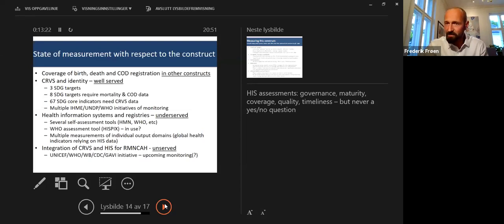When it comes to the health information systems and the registries, the clinical systems that the care providers need, this is typically an underserved domain of measurements. The typical assessments are self-assessment tools by the health metric networks, WHO, and others. These are typically broad assessments. They look at governance, maturity, coverage, quality, timeliness, but it is never just a yes or no question. Do you have a health information system? There is also a WHO assessment tool, which is quite new, called the HISPICS. I still have not seen it in use by any monitoring unit.